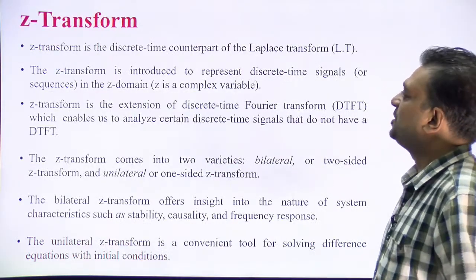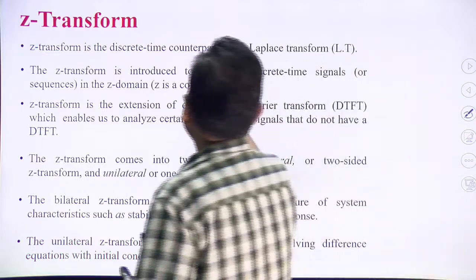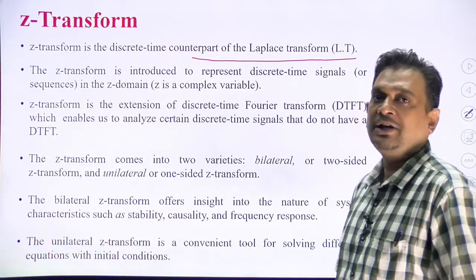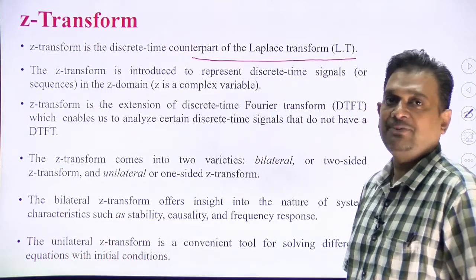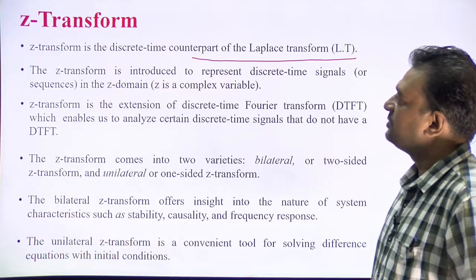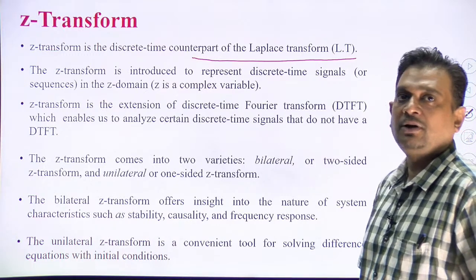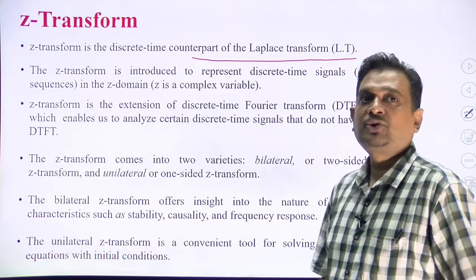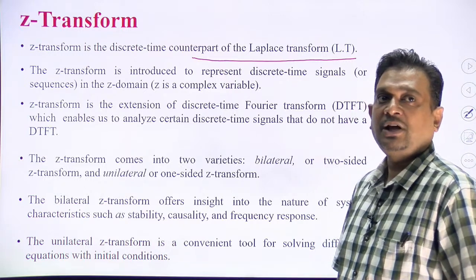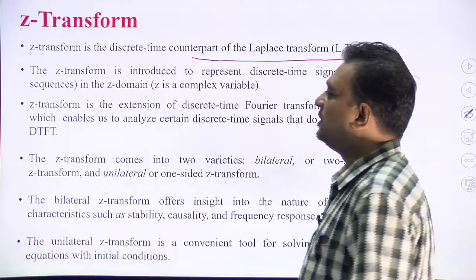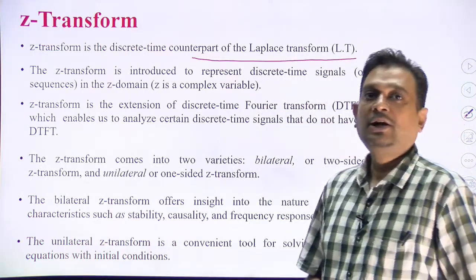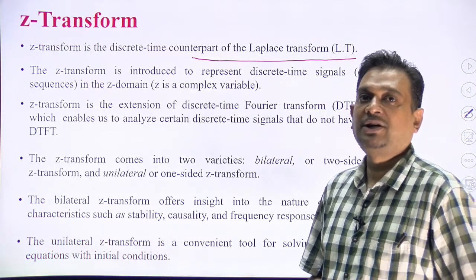The Z transform is basically the discrete time counterpart of the Laplace transform. Means the things that we have done in case of Laplace transform for continuous time signals, we will do the same things for discrete time signals for the Z transform. So the Z transform is introduced to represent discrete time signals in the Z domain. Means if we take the Z transform of the signal, then we will get the representation in the Z domain.